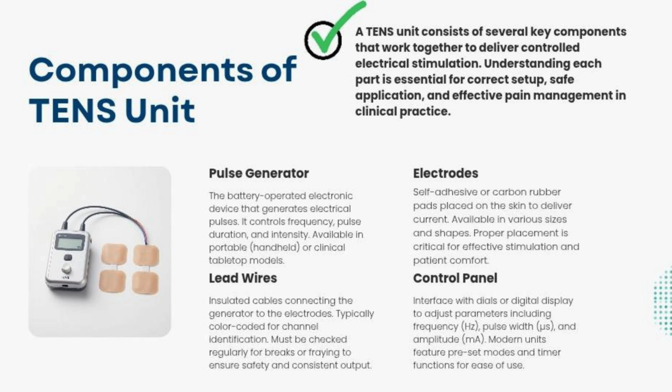Now let's look at the components of a typical TENS unit. A TENS unit usually contains a stimulator, a display, intensity control, frequency control, pulse duration control, lead wires, and electrodes. The stimulator generates the electrical pulses. The controls allow the physiotherapist to select different stimulation parameters. The lead wires connect the device to the electrodes. Finally, the electrodes transfer the electrical stimulation from the device to the patient's skin.